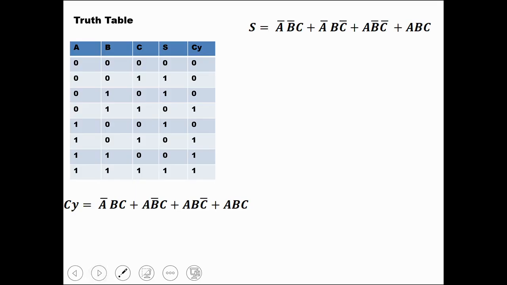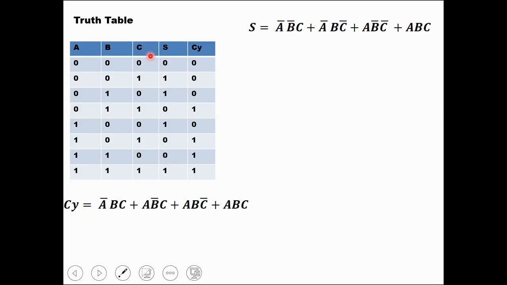So let us take the truth table. So we know that there are 3 inputs. So the total number of possible combinations is 2 power 3, 8. So there are 8 combinations. So by writing the 8 combinations, we have to find the sum and carry output. So we have to apply the normal binary addition rule. So for the first combination, the sum is 0 and the carry is 0.